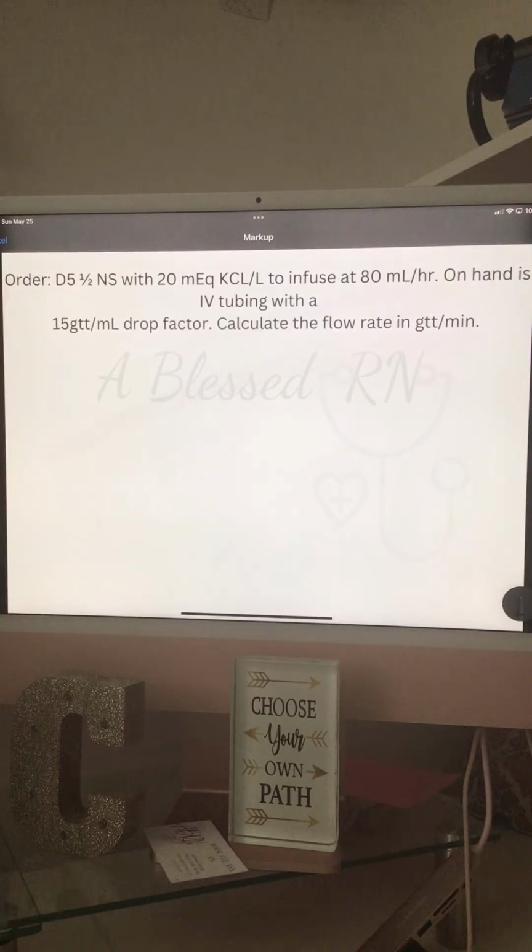I'm Central. Okay, so we're looking for drops per minute. Okay, so what is our volume over time? Do we have something with volume over time already in it?